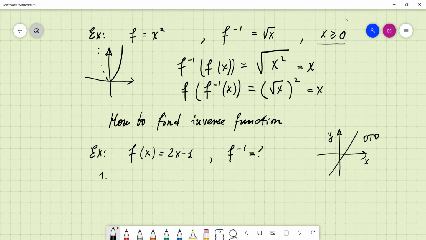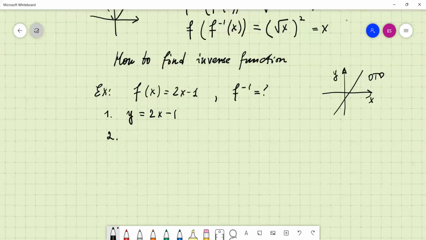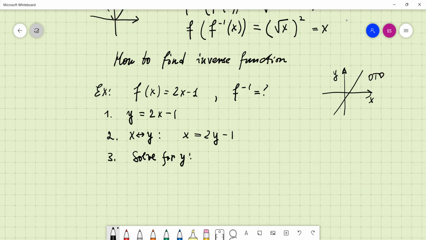Step number 1, write down your function in terms of x and y. So y equals 2x minus 1. Step number 2, switch x and y, because to find the inverse, we will need to exchange x and y, right? Put y instead of x and x instead of y, because y's are going to become the independent variable, our argument, and x's are going to become dependent. So switch means that instead of y everywhere put x, instead of x everywhere put y. Step number 3, solve for y. Solve for y means that you find y on one side of your equal sign and everything else on another side. How do we solve for y?